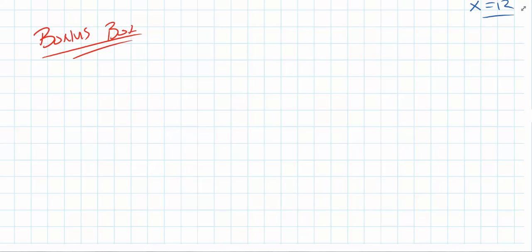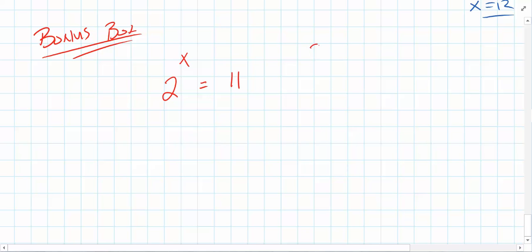All right. Here's the bonus box for you. You're going to need your calculators for this one. Check this out. If I asked you, 2 to the what power would give me back 11? This is a bonus box. So 2 to the what gives me back 11? Think about this.